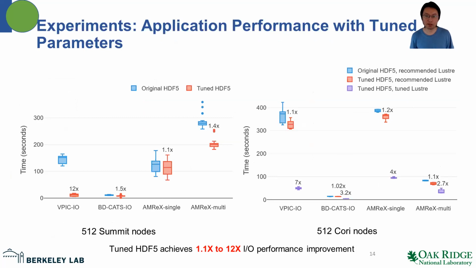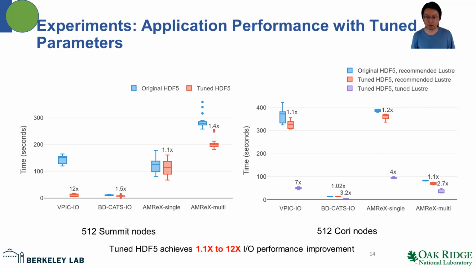Now we show the results performed on both Summit and Cori with 512 nodes. On Summit, we see that with VPIC-IO, the tuned configuration achieves the best speedup of up to 12x due to the VPIC-IO pattern, where each process writes contiguous data in large chunks. And with the AMReX applications, we still observe a significant speedup of 1.1x to 1.4x on Summit.